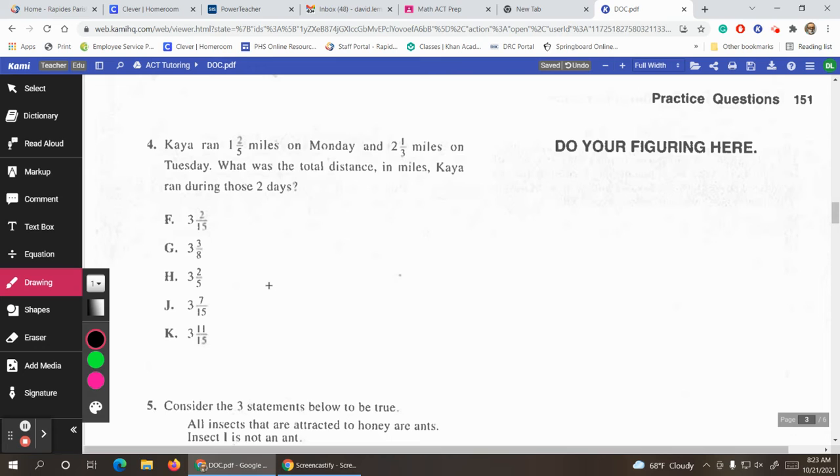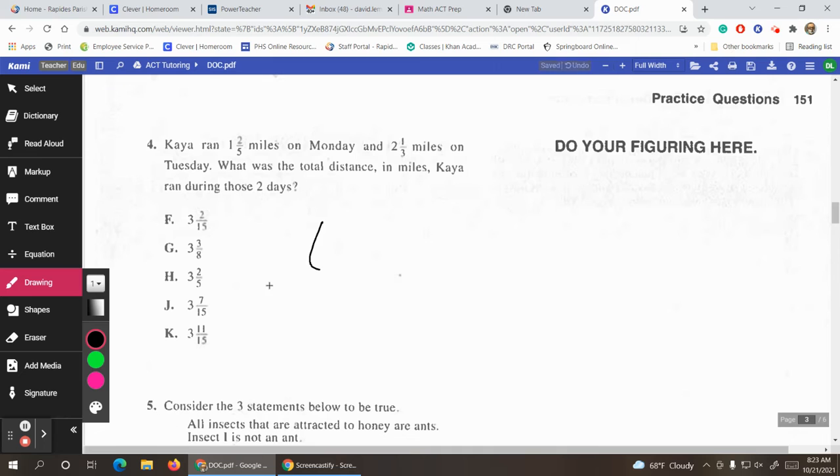All right, number 7. Ran 1 2/5 Monday, 2 1/3 on Tuesday. What's the total distance that ran? All right, so if you're going to put this in your calculator, here's what it would look like.